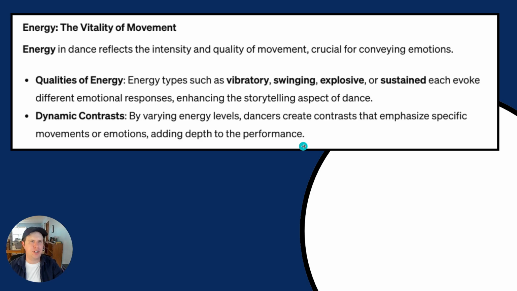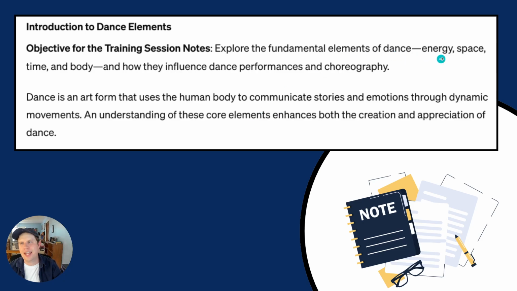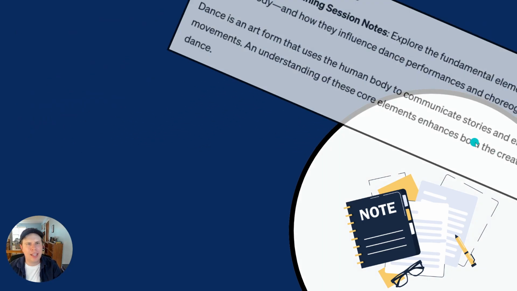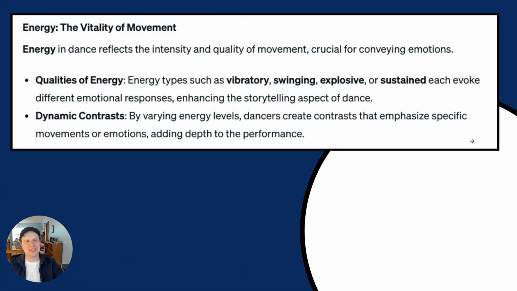So, looking at energy first. Energy is the vitality of movement. Out of our elements, dance has energy, space, time, and body. Energy is what you need essentially to begin to reflect or show things. It's crucial for showing emotion. Energy types such as vibratory, swinging, explosive, or sustained each evoke different emotional responses, enhancing the storytelling aspect of dance. There are dynamic contrasts here. By varying energy levels, dancers create contrasts that emphasize specific movements or emotions, adding depth to the performance.